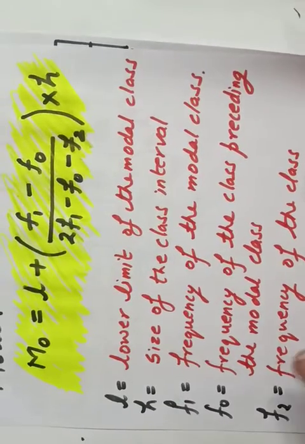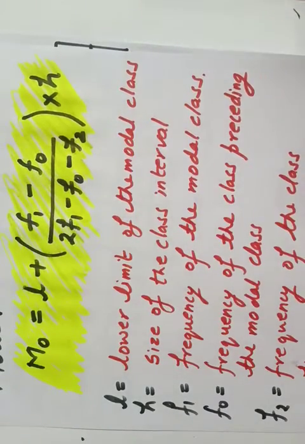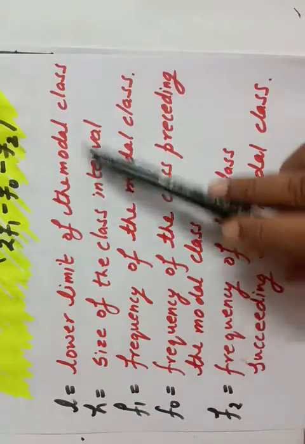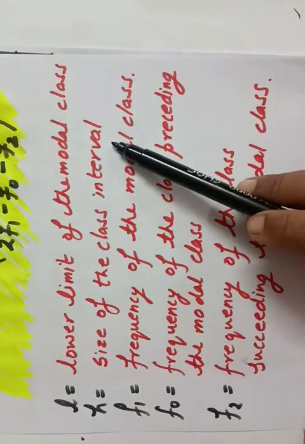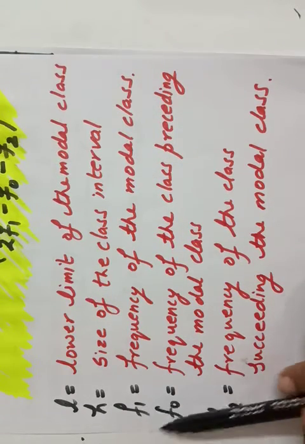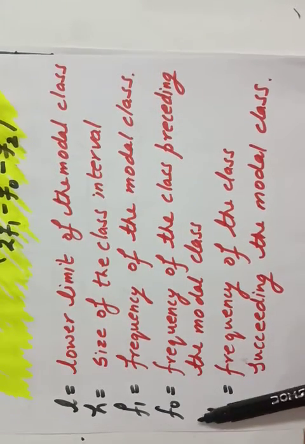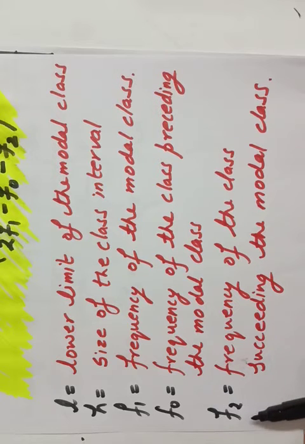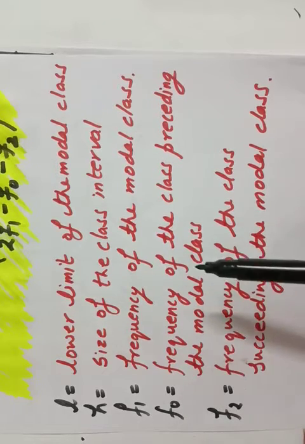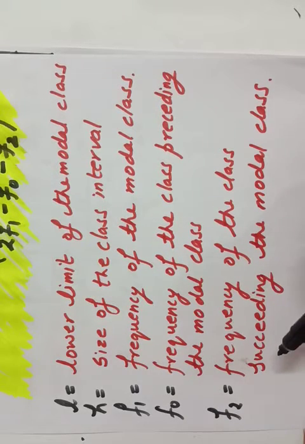You can go through the formula and you have to learn it. These are the terms that you have to go through. L is the lower limit of the modal class, h is the size of the class interval, and f1 is the frequency of the modal class. Don't be confused with the terms: if it is written fk, fk minus 1 and fk plus 1, it means fk minus 1 or f0 is the frequency of the preceding class, the class before the modal class, and f2 or fk plus 1 is the frequency of the successive class.